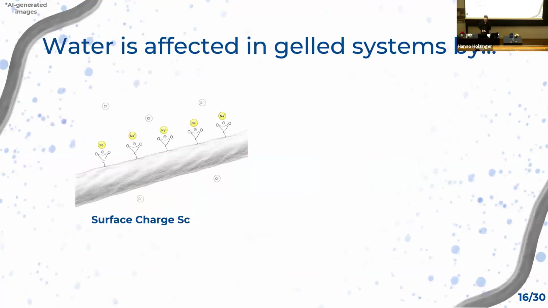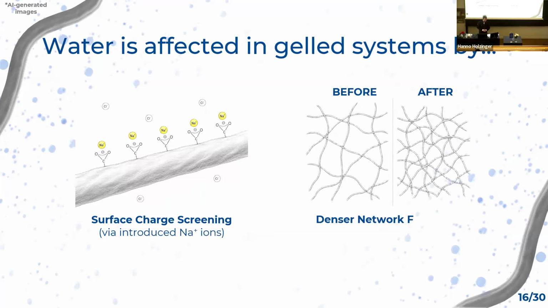Now, with gelation, the whole picture gets a little more complicated as a few things change in our system. First, the addition of a salt leads to surface charge screening, here shown with sodium in yellow, that locally changes the water structure around the fibers. On a bigger scale, that also has implications for the whole system, because now the fibers have less electrostatic repulsion between them. They can get closer together and form a more dense network. As we'll see later as well, that also comes with a reduction in nanofiber mobility.